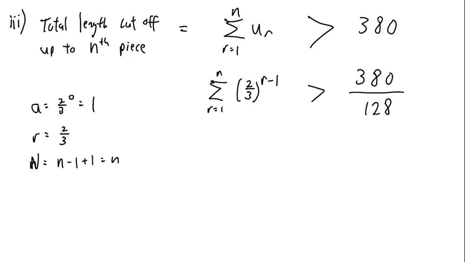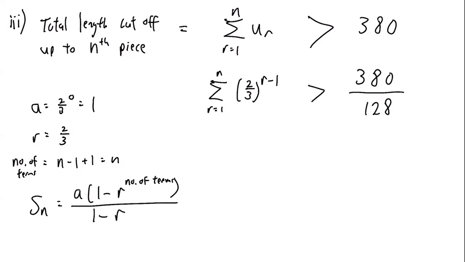Number of terms. Maybe I should put a capital N. So therefore, okay, no, I'll just put down number of terms. So that means your formula for Sn, this is Sn, will be first term multiplied by 1 minus common ratio raised to the power of number of terms, all divided by 1 minus the common ratio.